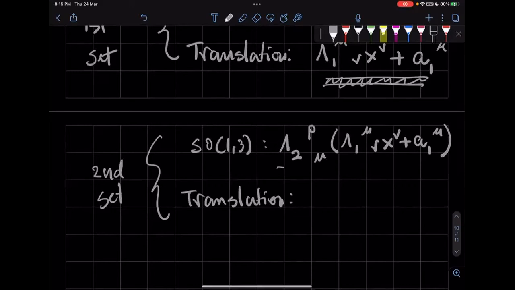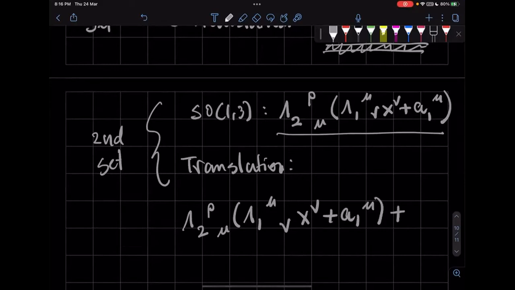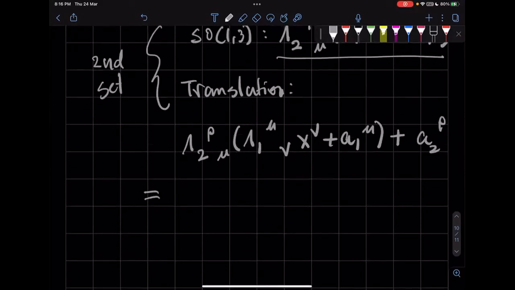And that translation is, we take this whole thing and add to it A2. So let's write that out. Lambda 2 rho mu Lambda 1 mu nu x nu plus A1 mu, and we add to it A2 rho. Okay, so now we expand this. This is a Lorentz transformation acting on another Lorentz transformation, so that is going to be another Lorentz transformation with rho nu acting on x nu. Now this is a Lorentz transformation acting on a constant 4-vector. It's an element of R4, but it's a 4-vector nonetheless. So the action is quite well defined.